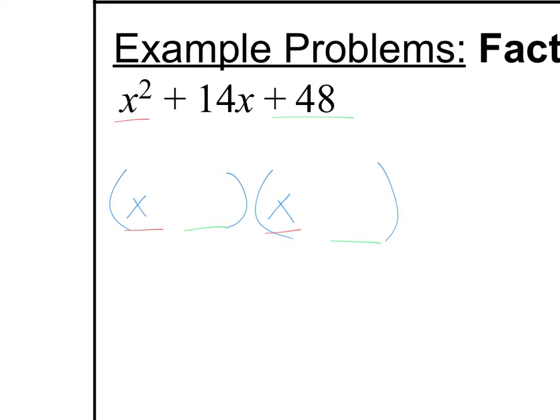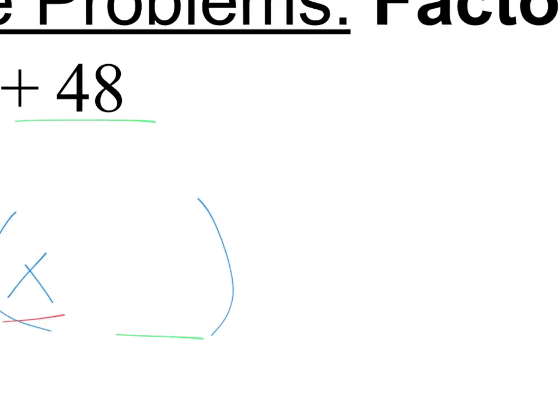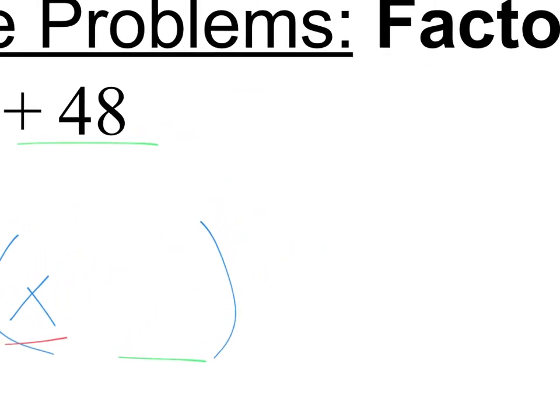Well, if I think of factors of 48, 48's got a whole bunch of factor pairs. It could be 1 and 48. It could be 2 and 24. It could be 3 and 16. It could be 4 and 12. 5 doesn't work. It could be 6 and 8. So any one of those pairs of numbers could work.